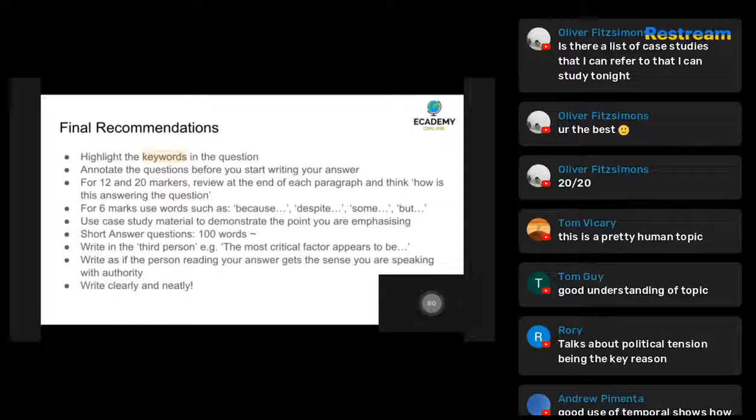So give yourself the breathing space. Make sure you highlight the keywords, annotate the questions. Make sure you list the geographical terms on your paper, and take it from there, right? There's no reason why you can't do really, really well this week.